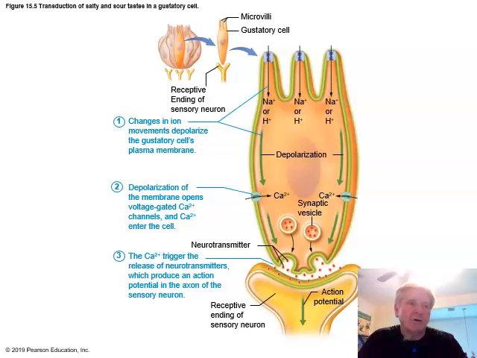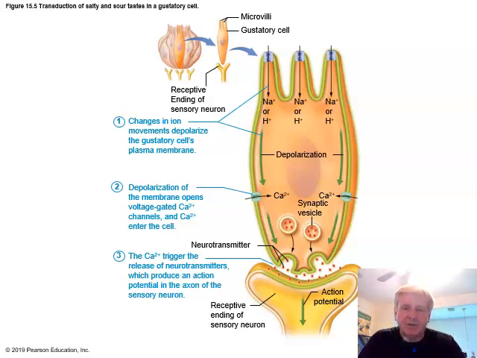The sense of taste, remember, involves signal transduction of chemicals in food that are received and then changed into an electrical signal that then can be sent to the brain. So first you have a change in your ion movements that depolarize the gustatory cell's plasma membrane. Then depolarization of the membrane opens up voltage-gated calcium channels. Calcium enters the cell. That triggers the release of neurotransmitters, which then produce an action potential in the axons of your sensory neurons. And that can now be sent to the brain, eventually to its receptors in the appropriate cortex. Taste will go to the parietal lobe and the insula.